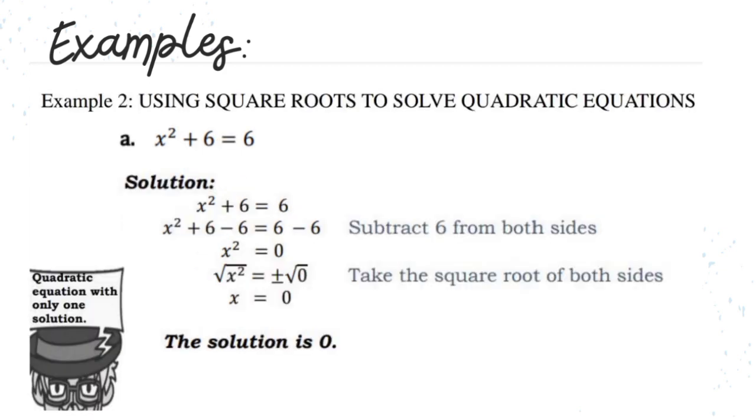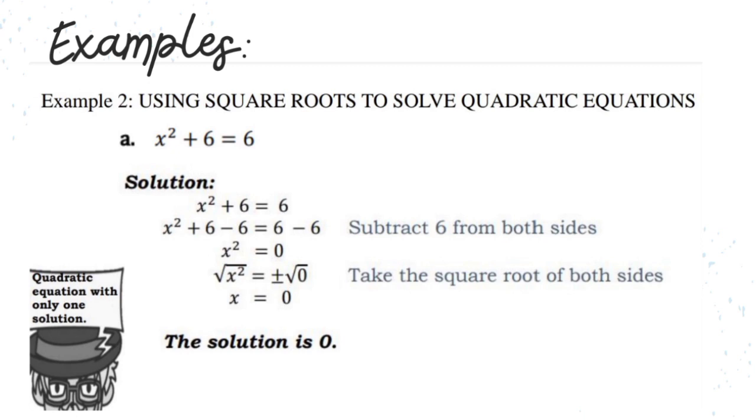For example number 2, our given equation is x squared plus 6 equals 6. As you can see, x squared has a companion, which is the positive 6. So we're going to transpose it, as you can see in the second solution. X squared will be equal to 6 minus 6, since we transposed the other 6 to the other side.